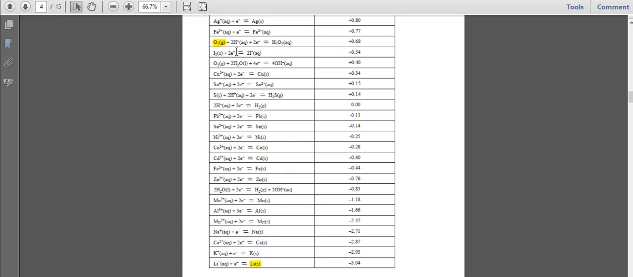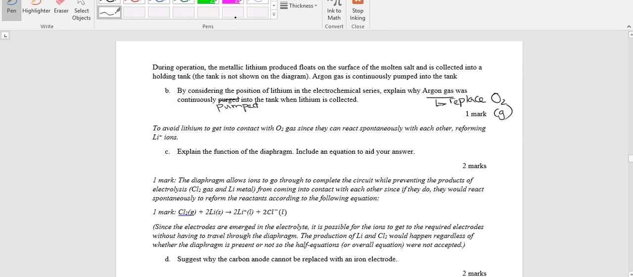So the reason why we need to pump the argon gas, which is inert, into the tank is to prevent this reaction from happening. Now I did accept answers which say things such as lithium is a very, very reactive reducing agent. But if you want to be sure to get the mark in the exam, you want to mention oxygen gas there, and the fact that they can spontaneously react with each other.